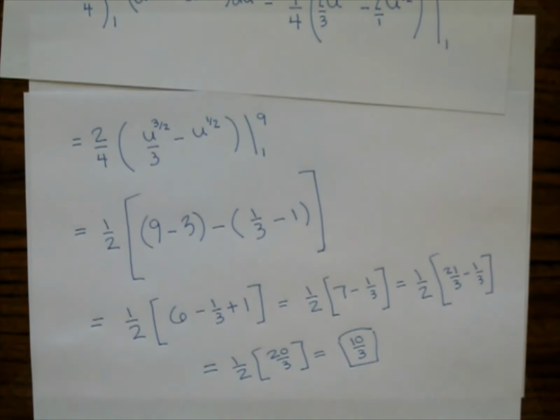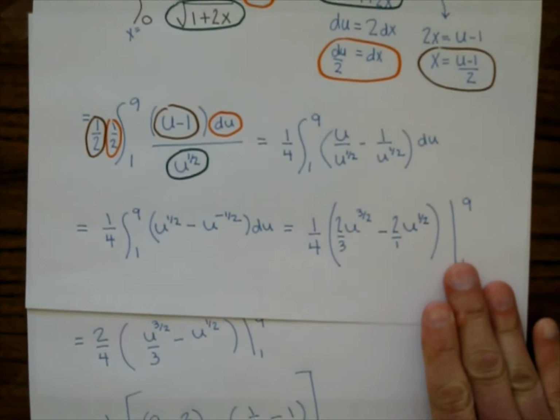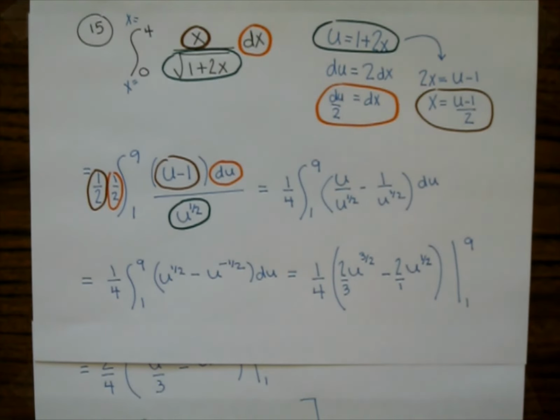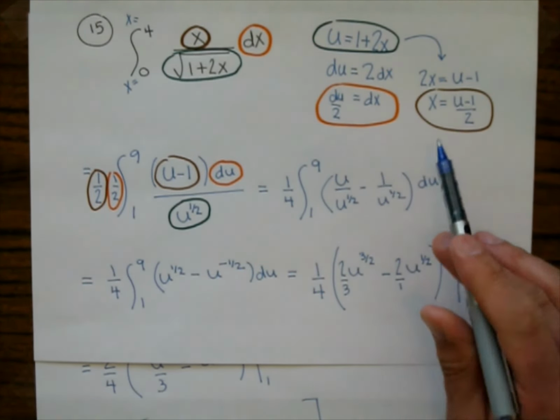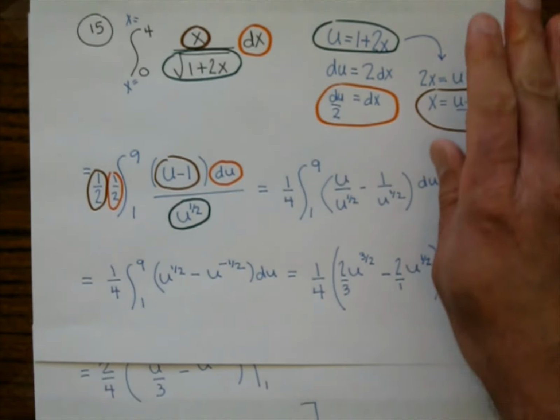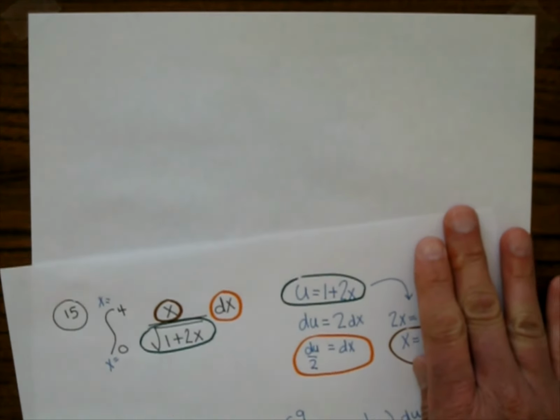Whew, that was quite intense. What made this one more intense, it wasn't just straight u equals, du equals. You also had to solve for the x, and we ended up getting 10/3. I would not use the eyeball method on this one.